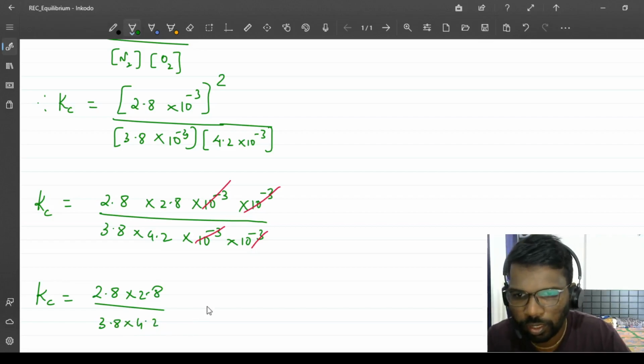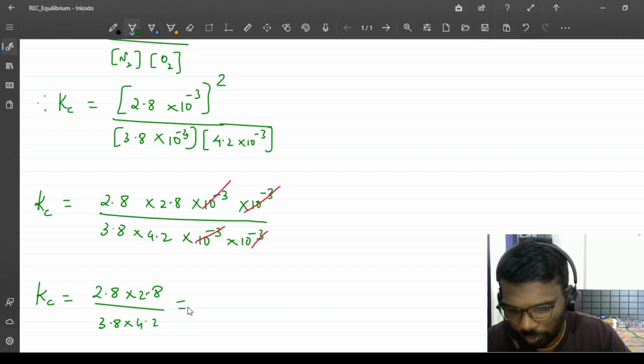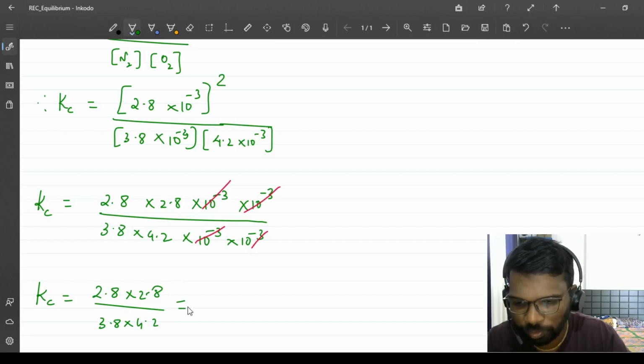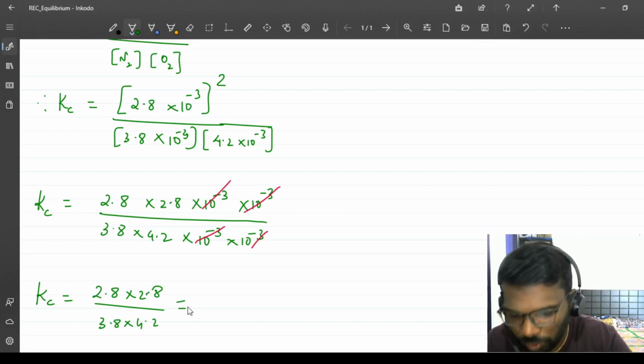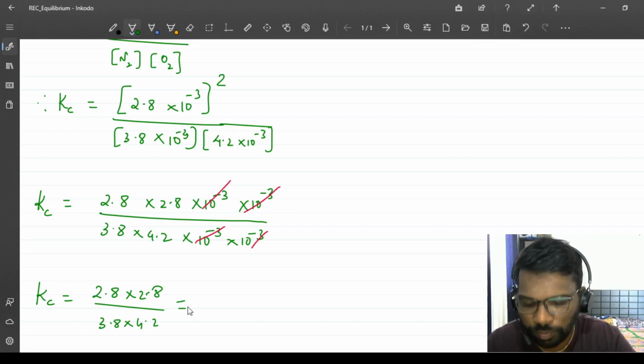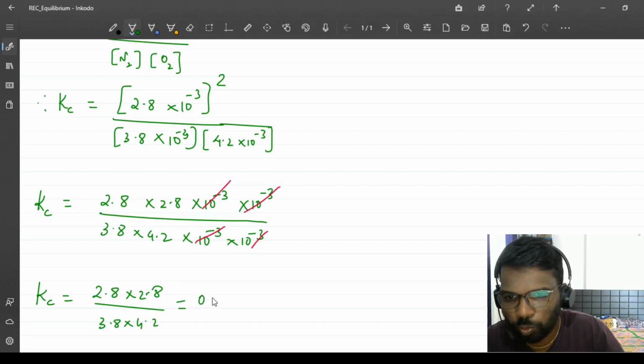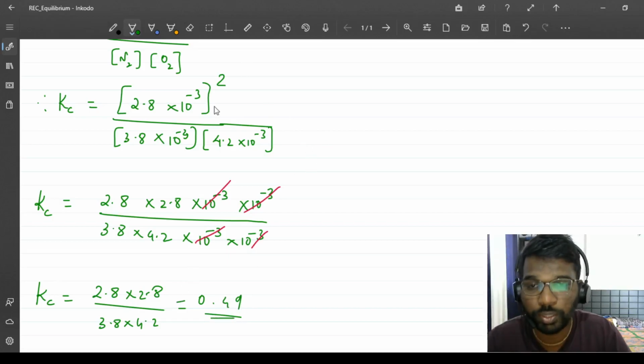For this, the answer will be, just give me a second, I'll use a calculator. You have to use logarithm. You will not be allowed a calculator in the examinations. So 2.8 multiplied by 2.8 divided by the denominator, the answer is 0.49. And in this case, it is a unitless quantity.